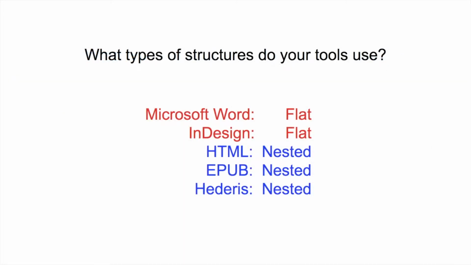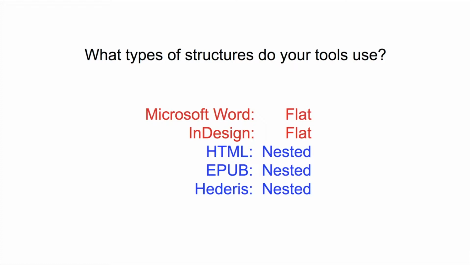Now, as we said, Microsoft Word uses a flat structure, and so does InDesign. But HTML and EPUB and Hederis all use nested structures. And just as an aside, this is part of why it's hard to get a really beautiful EPUB out of InDesign, because they use these different kinds of structures in their content.